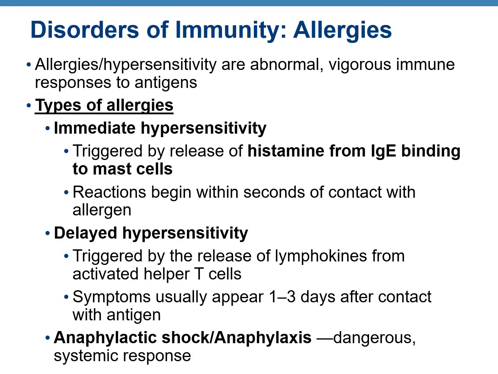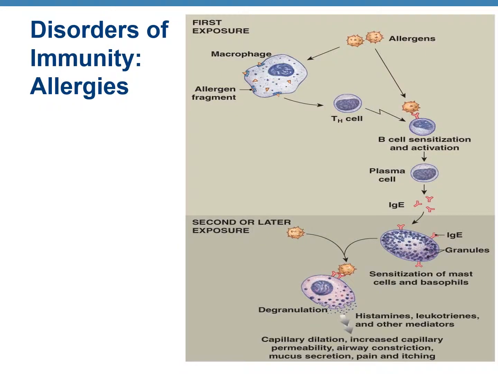The third type is the dangerous one. This can be fatal. This is called anaphylactic shock or anaphylaxis. This is a systemic response. The entire body responds against the particular antigen. This figure illustrates the onset of allergies.